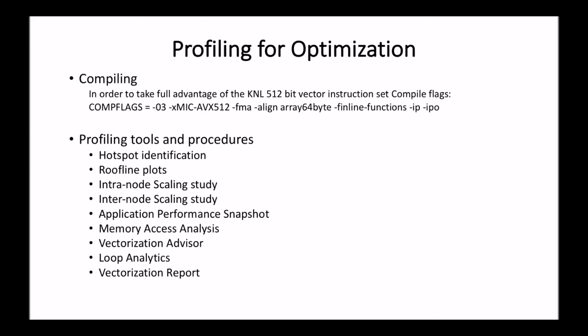So for the remainder of the presentation, I'm going to be talking about some of the tools and the procedures that we use specifically for this application, among which are hotspot identification, roofline plots, intranode and internode scaling studies, the application performance snapshot, memory access analysis, vectorization advisor, some loop analytics, and the vectorization report.